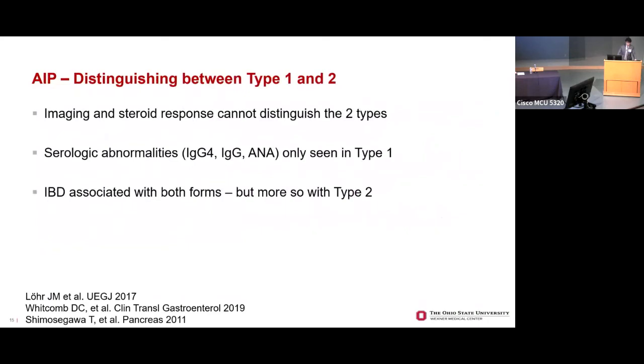So serologic abnormalities such as an elevated IgG4 level are typically only seen in type 1 autoimmune pancreatitis. We currently do not have any serologic markers for type 2 autoimmune pancreatitis. And while inflammatory bowel disease is associated with both forms of pancreatitis, it's more common with type 2 autoimmune pancreatitis.